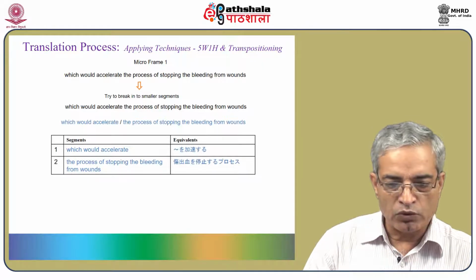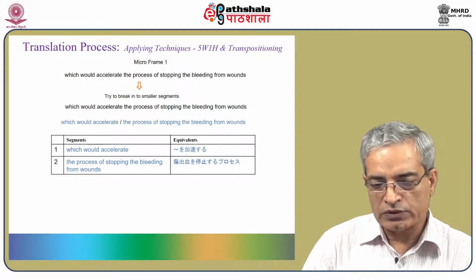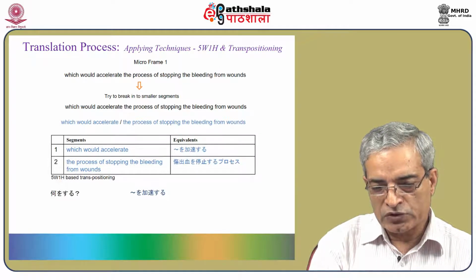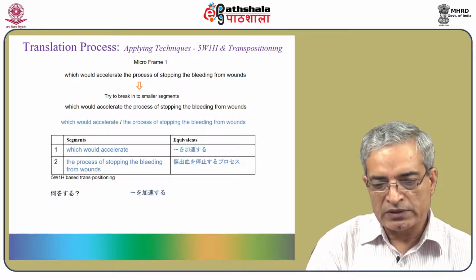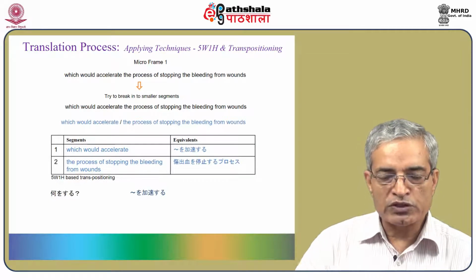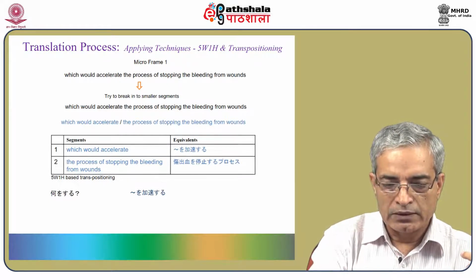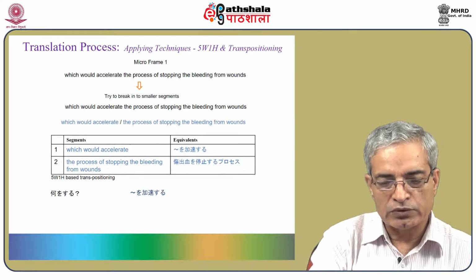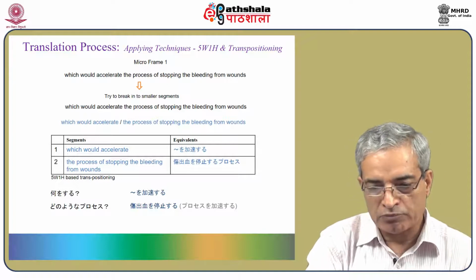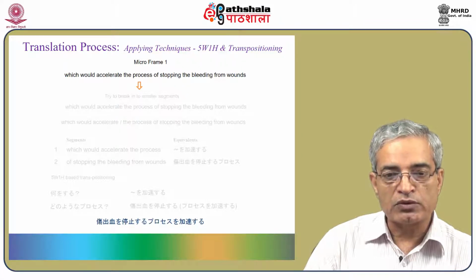For the first part, it is O kasokusuru, which would accelerate, and for the second, the process of stopping the bleeding from wounds is kizu shukketsu o teishisuru process. So the process of stopping is teishisuru process, and the bleeding is shukketsu o teishisuru process, and from wounds is kizu shukketsu o teishisuru process. Nani o suru o kasokusuru, dono yona process, kizu shukketsu o teishisuru, not said part is process o kasokusuru. So the equivalent for this is kizu shukketsu o teishisuru process o kasokusuru.